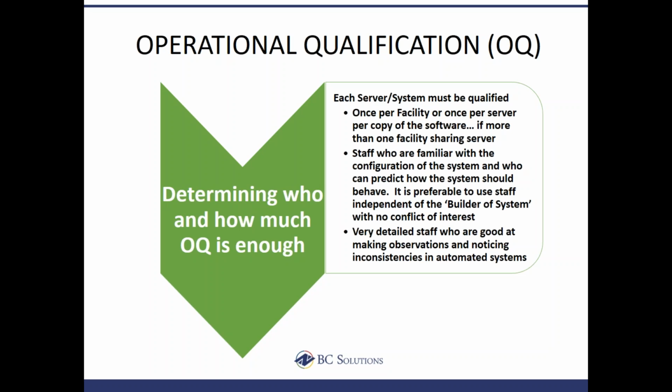You should use staff who are familiar with the configuration of the system and who can predict how the system should behave, since in OQ that's very important, that we predict the expected response. And it's preferable to use staff independent of the builder. We already went over the independence precept. And very detailed staff, I'm sure you'll be able to find people in the blood bank for this, staff who are good at making observations and noticing inconsistency in automated systems.